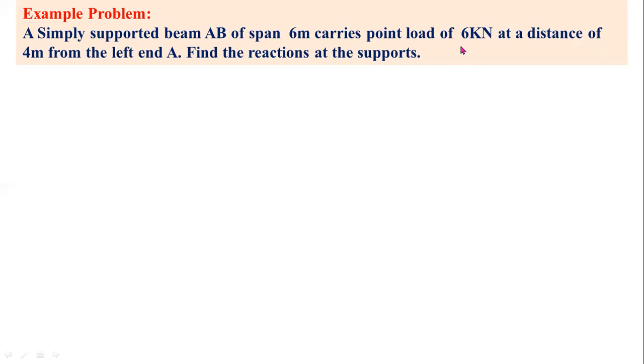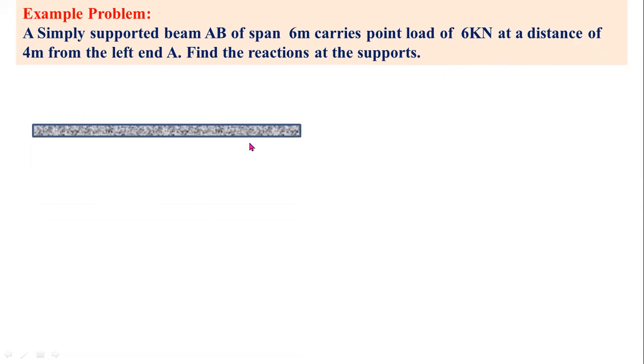And here the point load is 6 kilonewtons. This point load is acting at a distance of 4 meters from the left end. So let's consider a horizontal beam, and this one is the roller support, this one is the knife edge support. Okay, this is a simply supported beam.